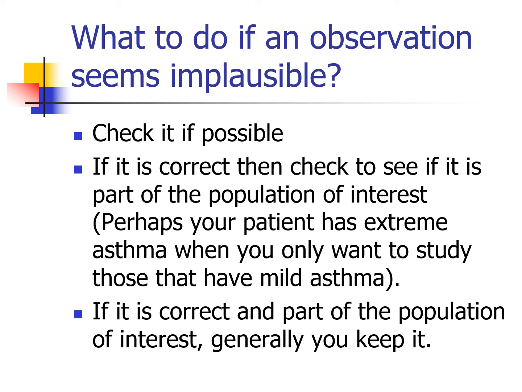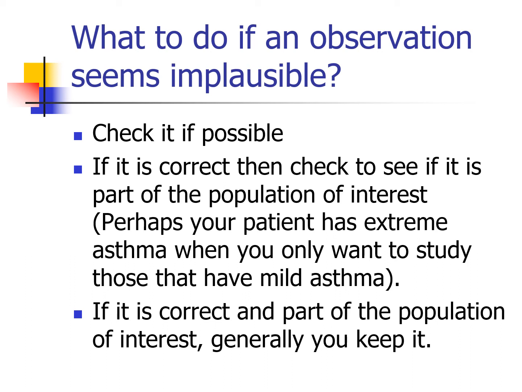If it is possible, double check, look at the source. Where did it come from? Was there a typo, for example? If everything checks out and it's not a typo, it seems correct, right? If you can, check to make sure that it's part of your population of interest. So maybe your study, for example, is supposed to only be for people that have mild asthma. You're working on a drug that is only approved or targeted for people with mild asthma, but for whatever reason, this patient who has extreme asthma slipped through the cracks and got enrolled in your study.